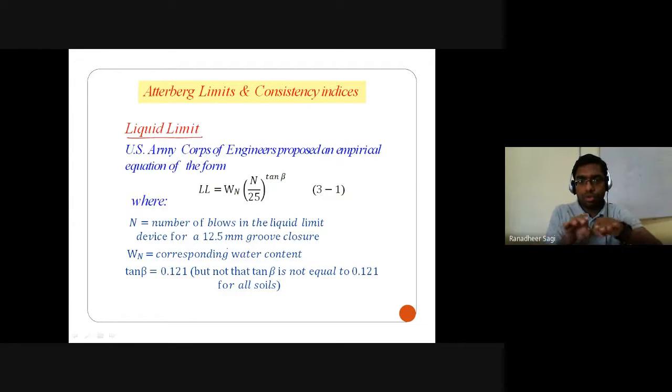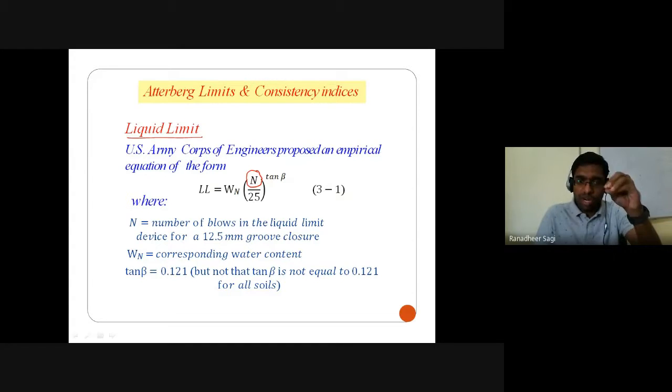to see that the 2 separated parts come closer to each other, by a contact distance of about half an inch, approximately 12.5 or 12.7 mm. Once you see that the contact between those 2 separated parts has developed by half an inch, we stop the test and see how many blows we have given. That number of blows is the capital N in the expression.